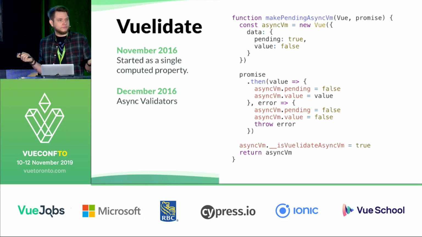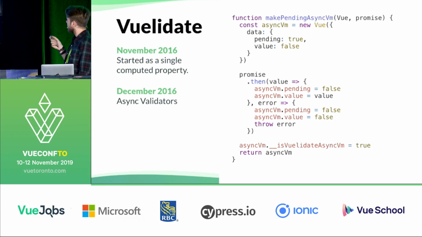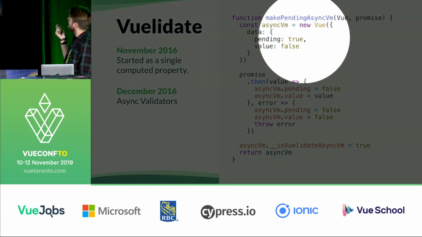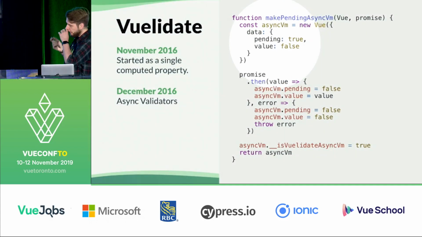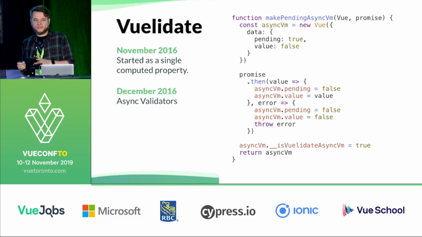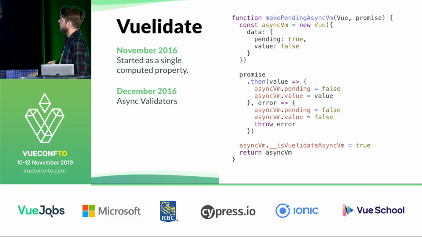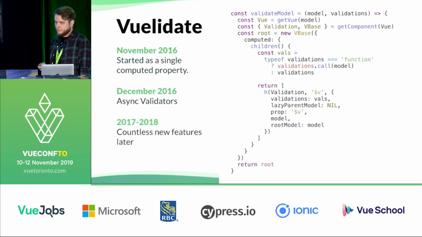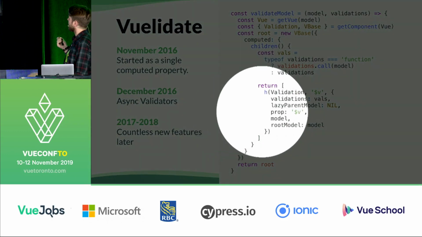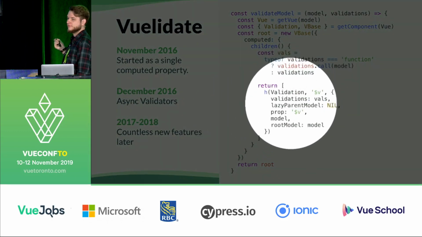Have you tried it? Yeah, it doesn't work. It's very interesting why. So that's a nice thing to investigate. So we had to create a new Vue instance just to create some local state for this validator, for creating asynchronous validators. And then, almost 2 years later, we ended up with this. Do you know what this is? Does it look familiar?